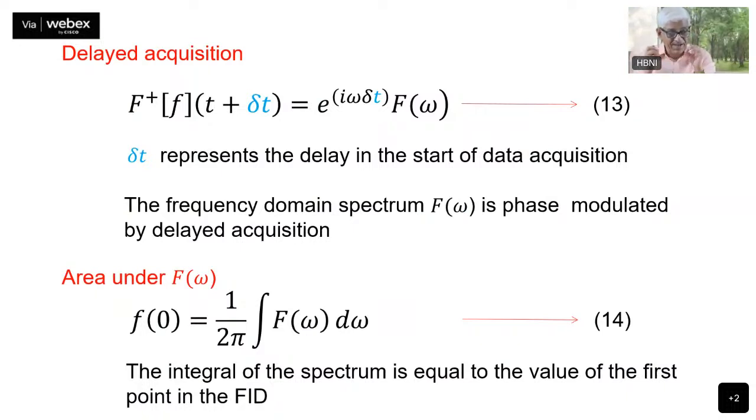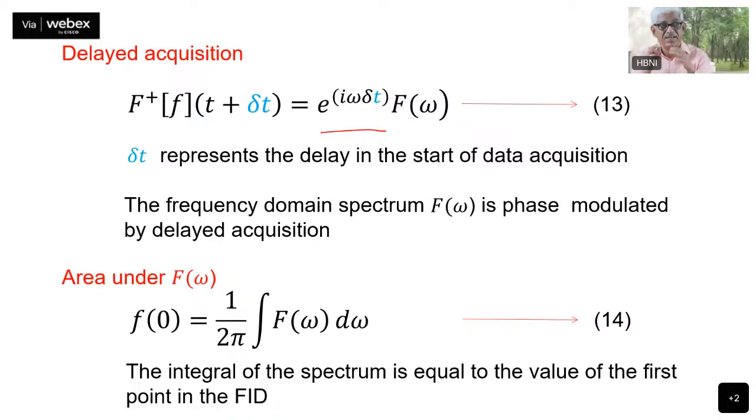If we have a delayed acquisition, that is, if the data acquisition is delayed by time Δt, then when you do Fourier transformation, the spectrum acquires an additional phase, which is e to the iωΔt, and it is frequency dependent. So this is an additional phase which will come on the spectrum. Δt represents the delay in the start of data acquisition. The frequency domain spectrum is phase modulated by delayed acquisition.